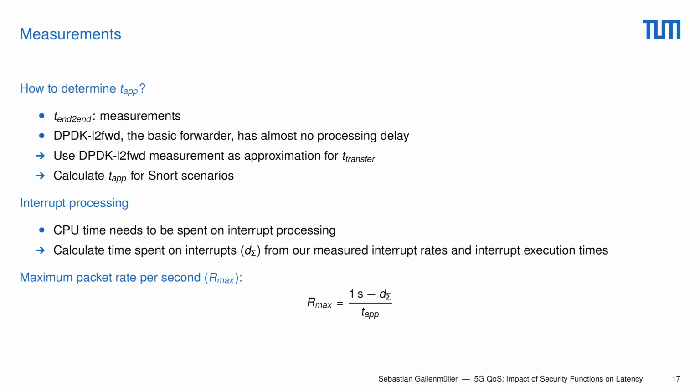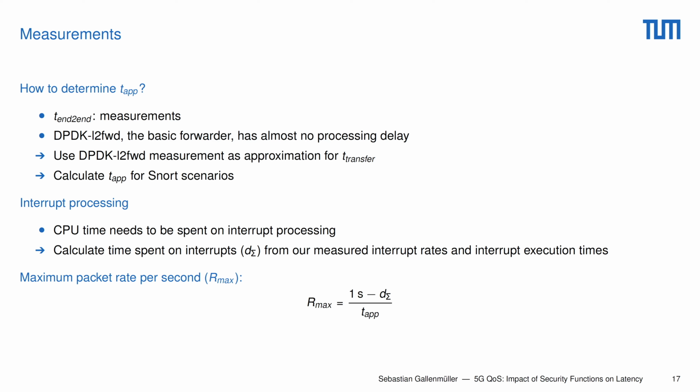What we also know from our previous measurements is that not only the packet processing application is hosted, but we also need to spend some CPU time on interrupt processing. However, we can calculate this time spent on interrupts from our interrupt rates and interrupt execution times. So if we now want to compute what our system is actually able to process during 1 second, we take our capacity, so we have a calculation time of 1 second. From there, we need to deduct the time for interrupt processing, because we need to spend that time on interrupt processing anyway. And what is remaining, we can now divide by the cost of each packet, and then we get our maximum rate.